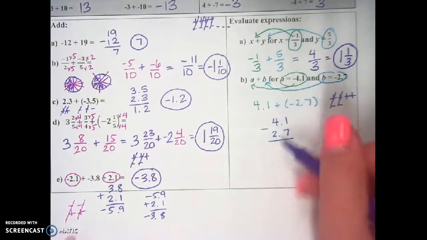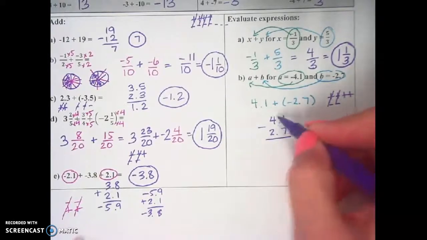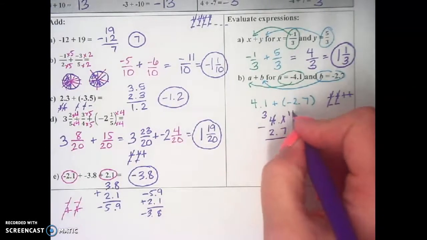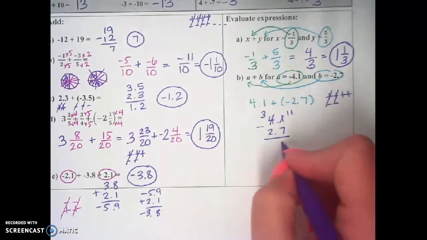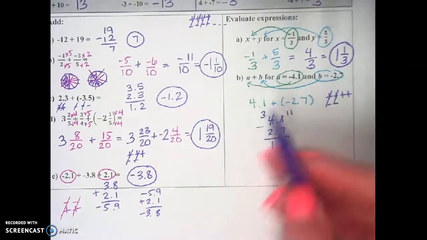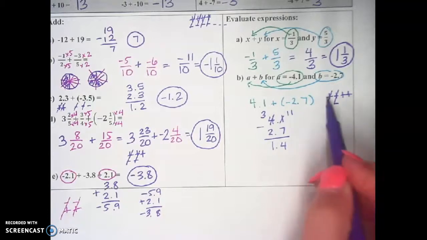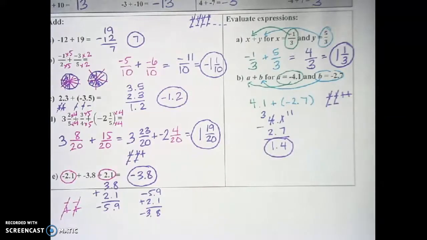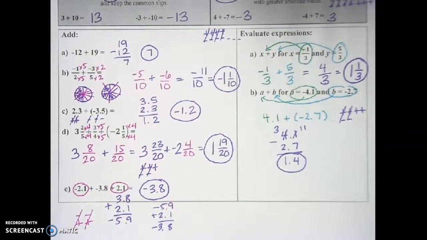The reason why I need my bigger decimal on top is because I'm going to have to borrow. I cannot do 1 minus 7. So I'm going to take a whole dollar away and give myself 10 dimes. So then I'd have 11. 11 minus 7 is 4. 3 minus 2 is 1. Final step, do I have more positives or more negatives? I started with more positives, so even though I went back on my number line, I'm still in my positive. 1.4.